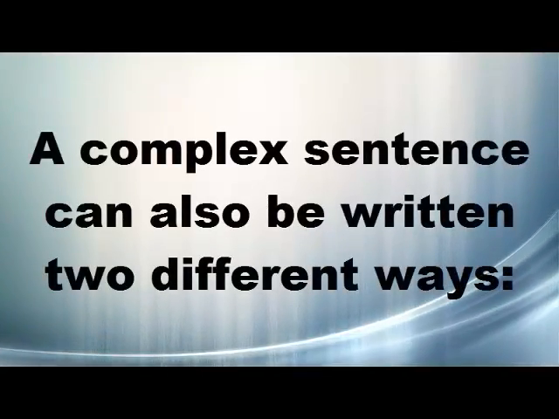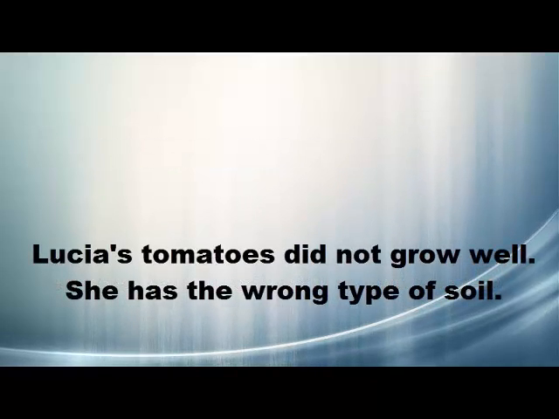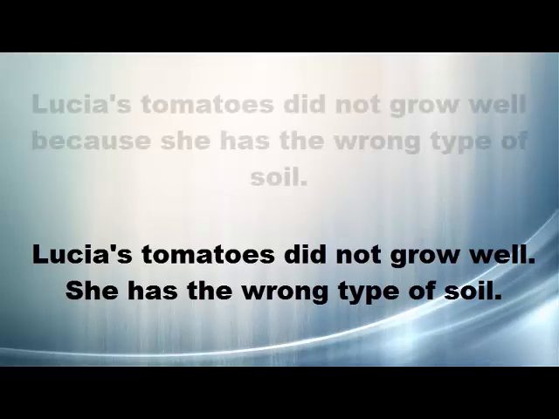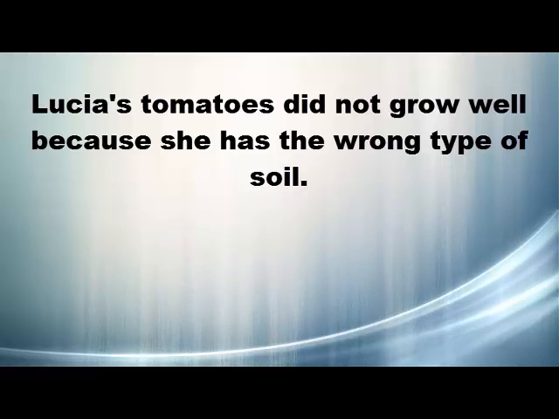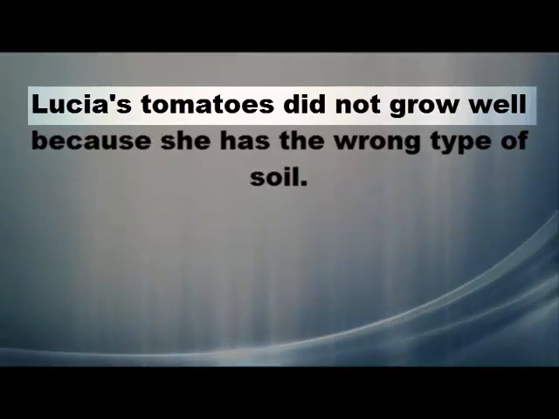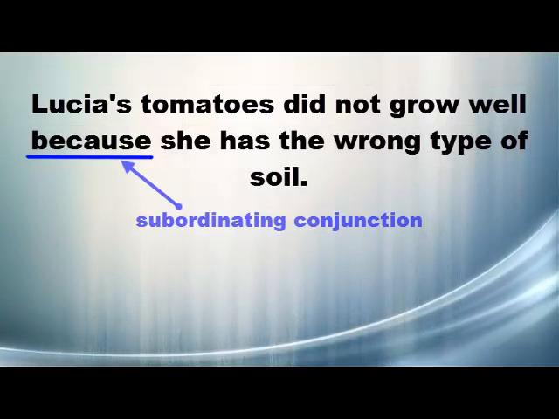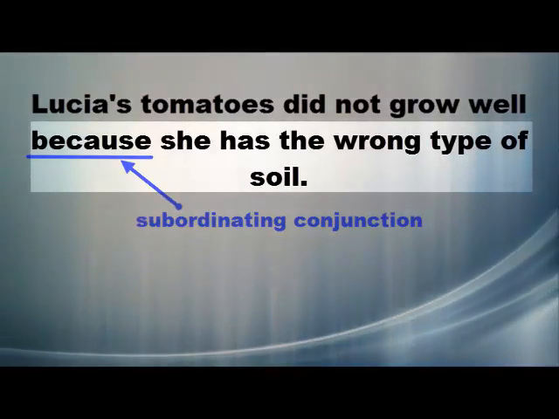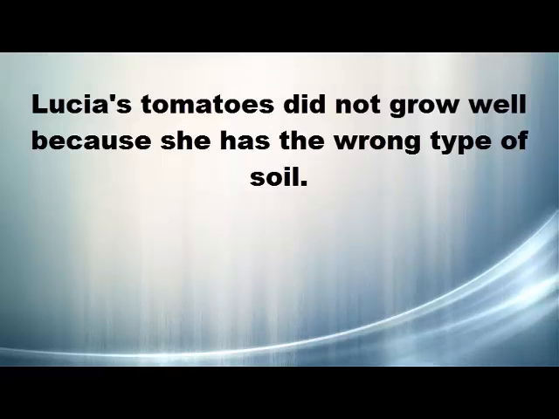A complex sentence can also be written two different ways. Here we have two simple sentences. Lucia's tomatoes did not grow well. She has the wrong type of soil. These simple sentences can be combined into a complex sentence. Lucia's tomatoes did not grow well because she has the wrong type of soil. Here we have an independent clause followed by a subordinating conjunction and the rest of the dependent clause. Notice that in this type of complex sentence, no comma is needed.